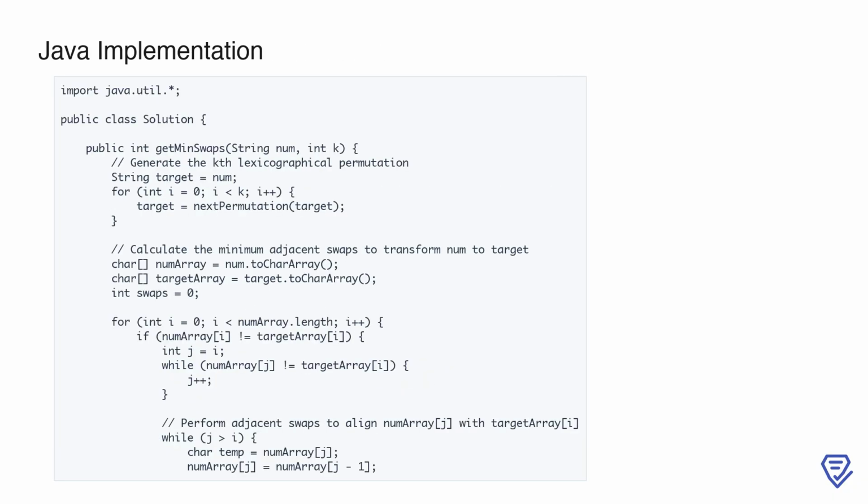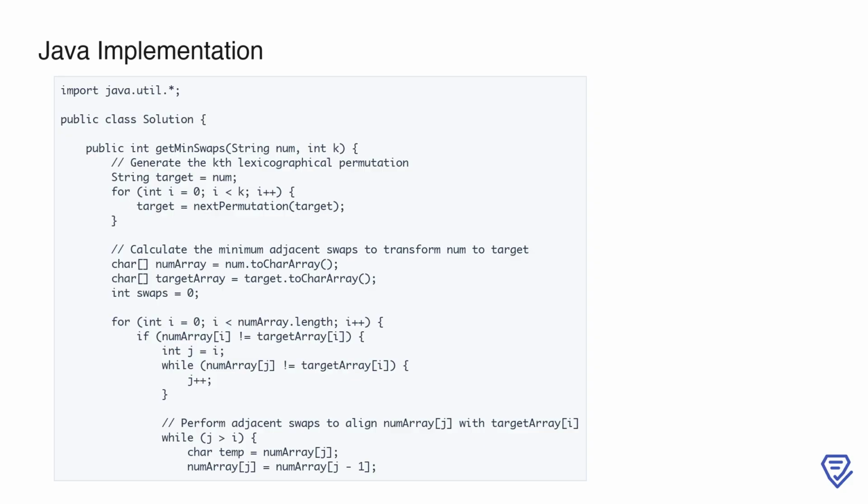Here, we begin by defining a method getMinSwaps that calculates the minimum adjacent swaps needed to transform a string number into its kth lexicographical permutation. First, we generate the target permutation by calling the helper method next_permutation k times on the input string. This gives us the desired kth permutation. Next, we compare the characters of the original string number and the target permutation to determine how many adjacent swaps are required to transform one into the other.